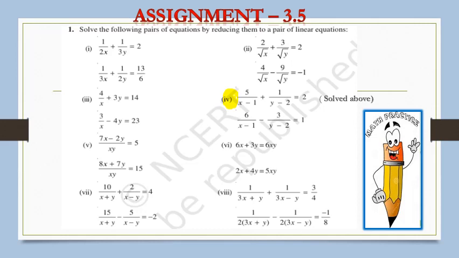Now see the second question, 1 upon root x, 1 upon root y. So what do you have to do? Don't bother about the root sign. Just go on calculating and you will get the answer. First solve it, and then you will see it's very easy. So put 1 upon root x equals p, and 1 upon root y equals q. Instead of p and q, you can use m and n or a and b, whatever you feel is easy.